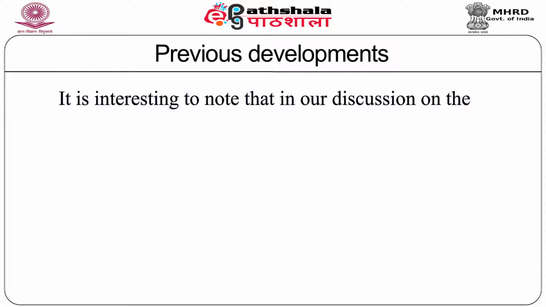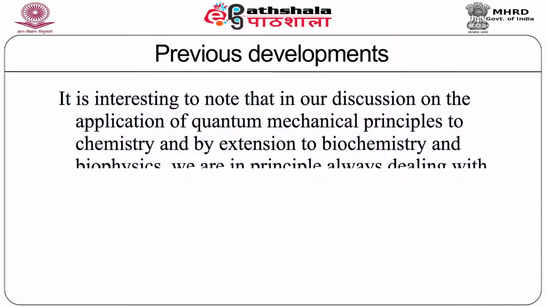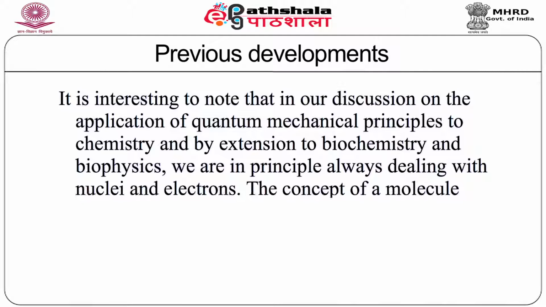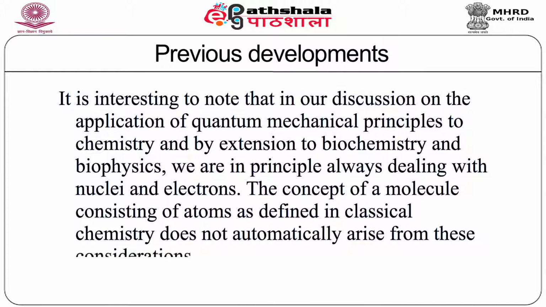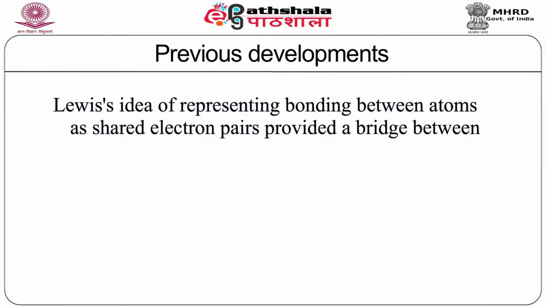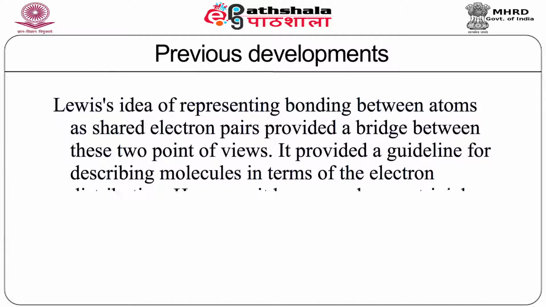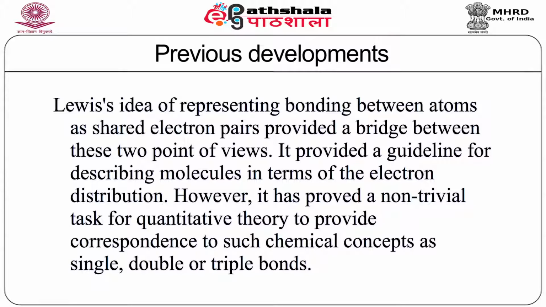So, it is interesting to note that in our discussion on the application of quantum mechanical principles to chemistry and by extension to biochemistry and biophysics, we are in principle always dealing with nuclei and electrons. The concept of a molecule consisting of atoms as defined in classical chemistry does not automatically arise from these considerations. Lewis's idea of representing bonding between atoms as shared electron pairs provided a bridge between these two points of view. It actually provided a guideline for describing molecules in terms of the electron distribution.